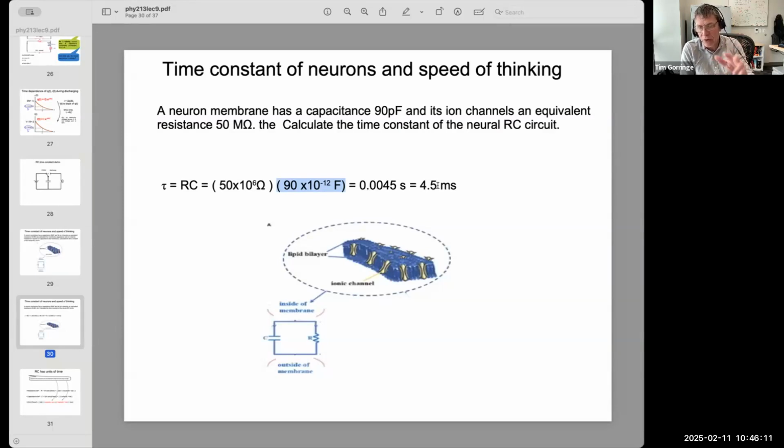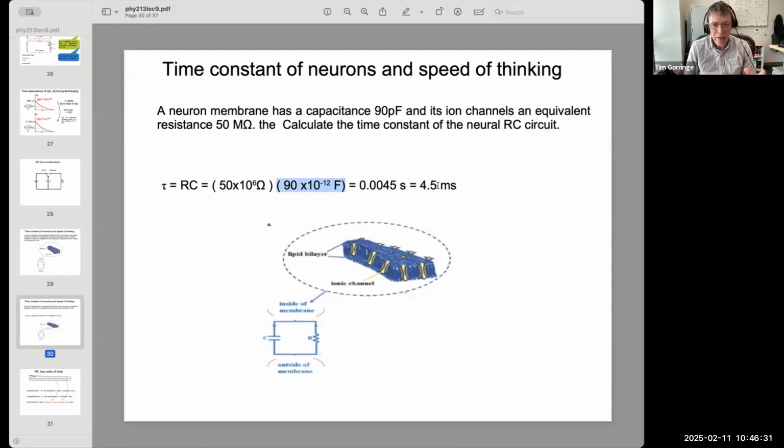Sensory neurons and muscle neurons tend to react faster. They have different capacitances and resistances, so they have different time constants. Thinking, cognitive neurons, internal neurons, tend to have a longer time constant. So this is more of a time constant of a thinking neuron.